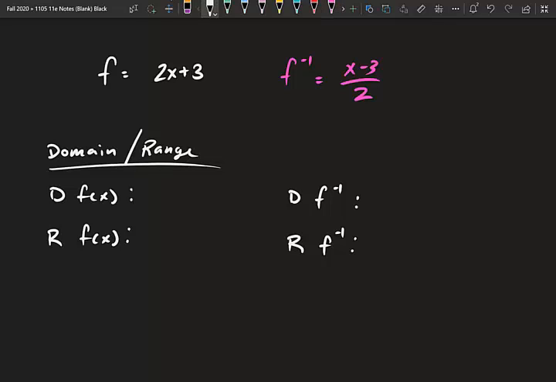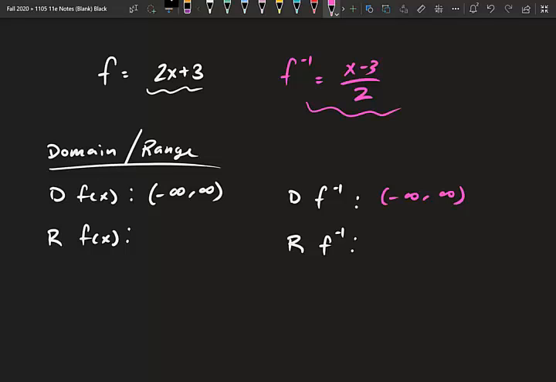So the domain of the function is all real numbers because there's no fractions or radicals. The domain of the inverse is also all real numbers. Yes, we do have a fraction, but there's no variable in the denominator. So the domain of the inverse is also negative infinity to positive infinity.